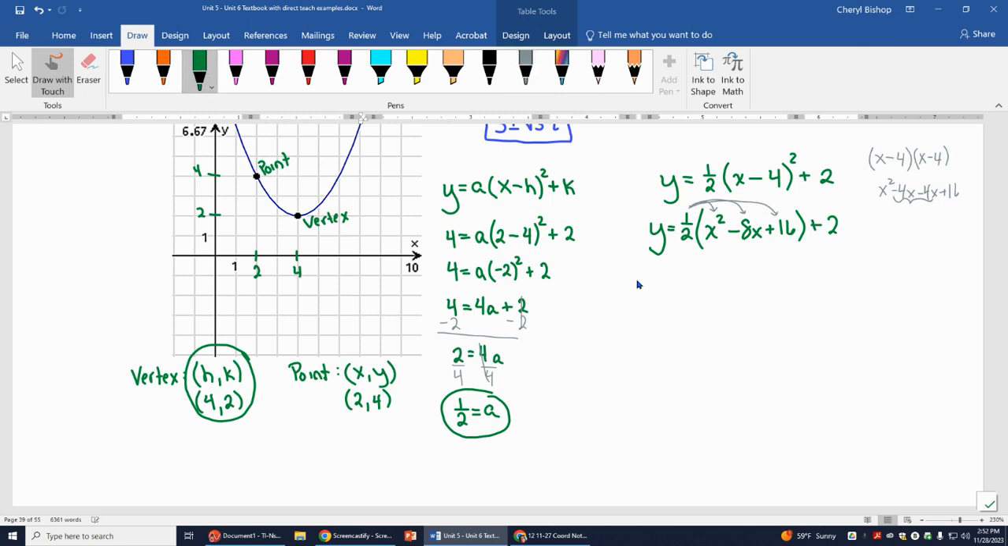Okay, so I'm going to have y equals 1/2 x squared minus 8 or minus 4x plus 8. So just multiply each of these by half. And then I still have this plus 2 sticking on the end. That's outside the parentheses, so it doesn't get the 1/2 treatment. I'm just going to combine these like terms on the end, the 8 plus the 2. Y equals 1/2 x squared minus 4x plus 10.